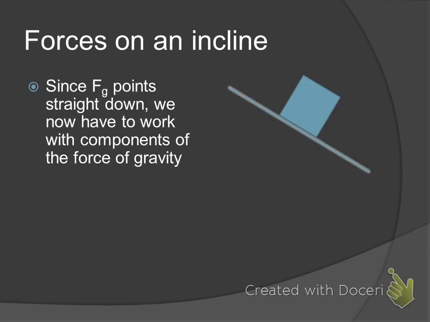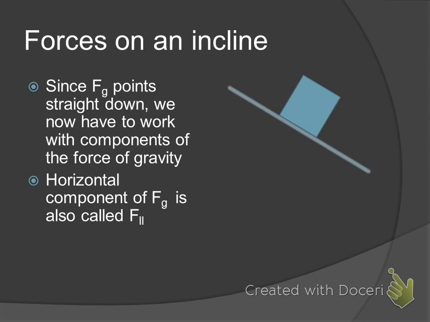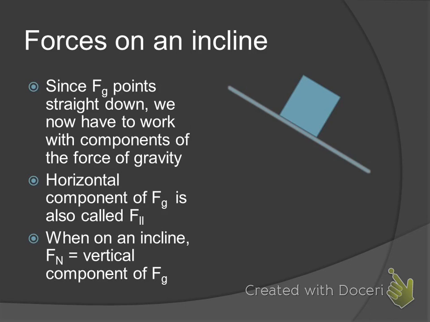All right, since we have gravitational force pointing straight down, we have components of the gravitational force that we need to take into account. Okay, and we have a horizontal component we call force parallel. And the vertical component of our gravitational force also is called the normal force. And I'll show you why that's the case.